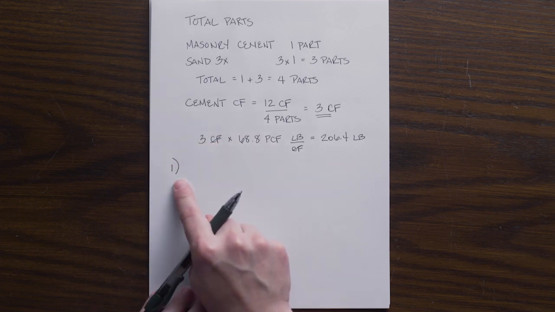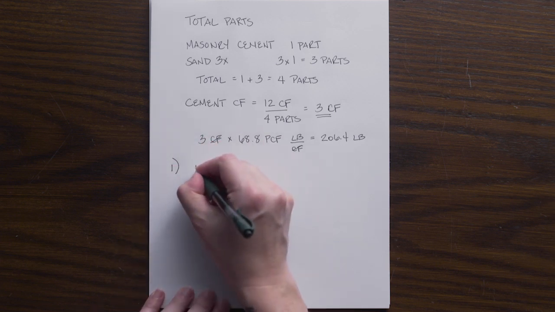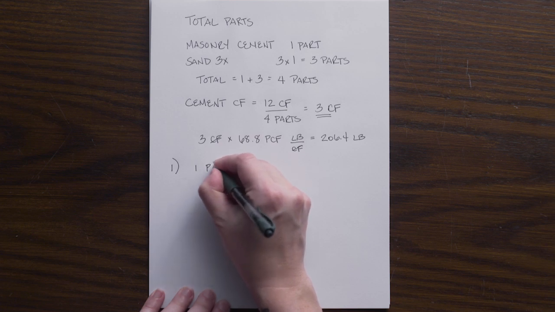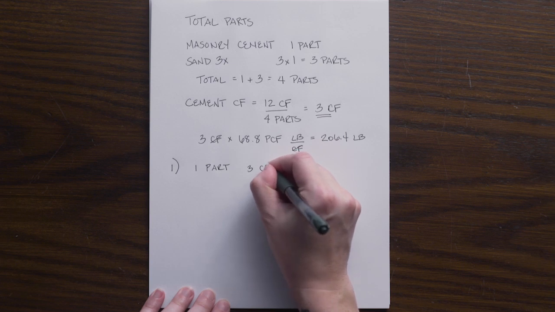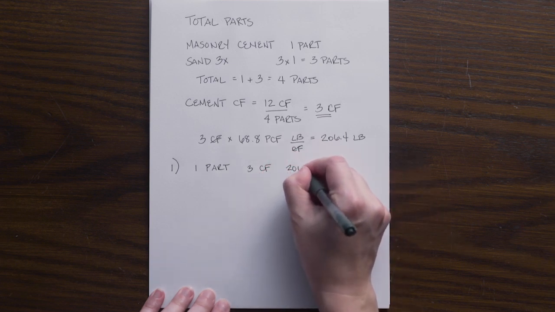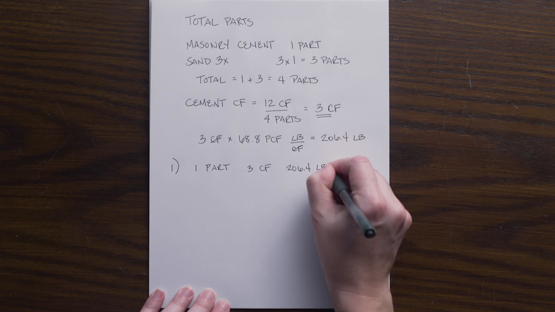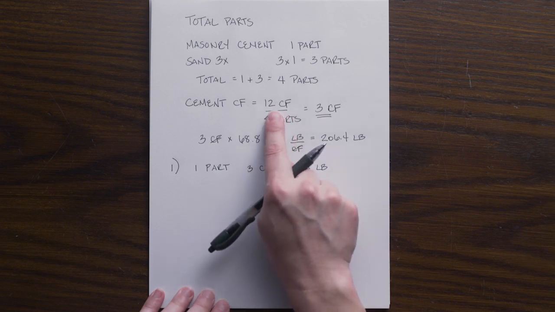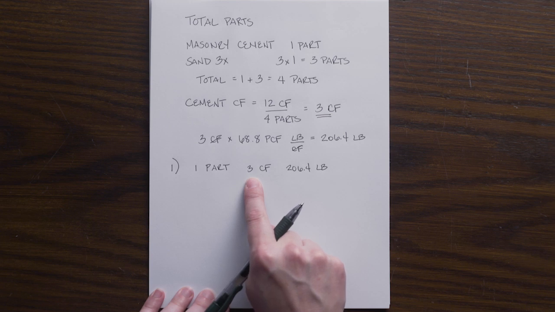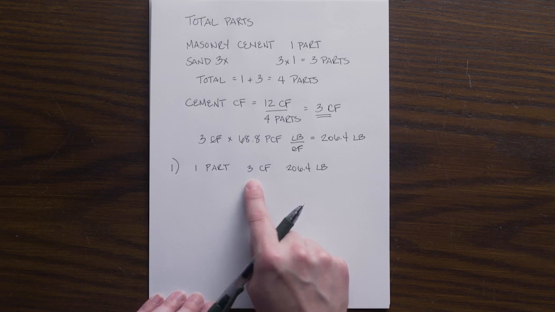So number 1, when we're looking at our masonry cement, we have written in that we have 1 part. That's already given to us. We have 3 cubic feet, and we have 206.4 pounds that we will be needing to make our batch. From this, we can then calculate our sand. Once we have our cement determined, we don't need to look back at what our batch size is. We can move on and only use this volume of our cement.